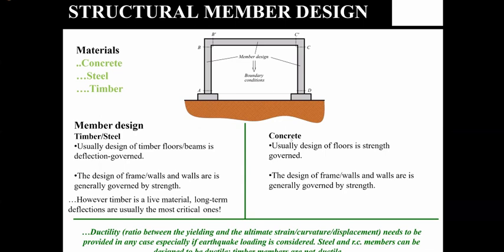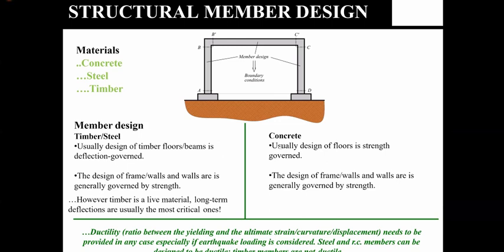So when it comes to concrete, the concrete floors are generally governed by strength, and also the frames or walls, the main structural systems, they are also governed by strength. You know what? One important aspect of seismic design is ductility, right? Ductility is nothing but how much it can ultimately deform relative to the yield deformation capacity. It's nothing but the ratio of ultimate to yield capacity or yield displacement capacity, right? You have to keep in mind steel and RC structures can be designed ductile, whereas timber can't be designed as ductile. It's always a brittle material, right?